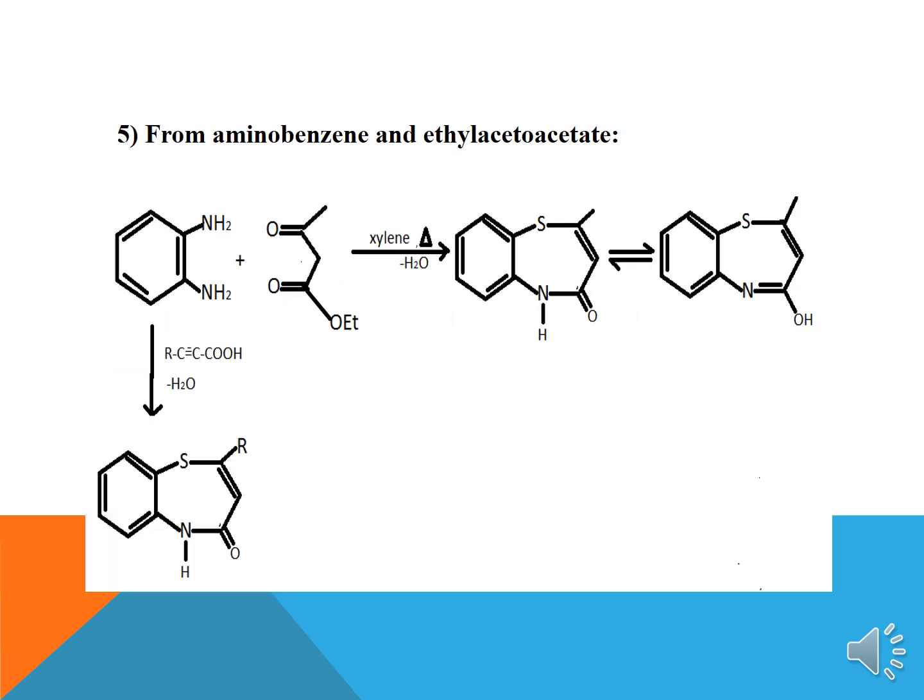And the next slide, it is from the aminobenzene. If you take the aminobenzene and treat it with ethyl acetoacetate, that is your EAA, in xylene upon heating, one molecule of water gets cleaved out, resulting in this structure. And then again there is keto-enol tautomerism over here. This bond shifts over here, and then this will go, and first it will gain a negative charge and it will abstract the proton, resulting in the thiazepine structure.